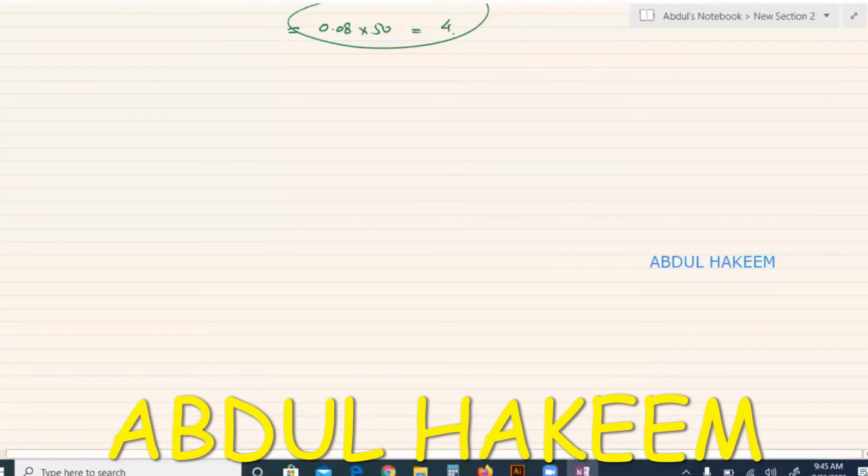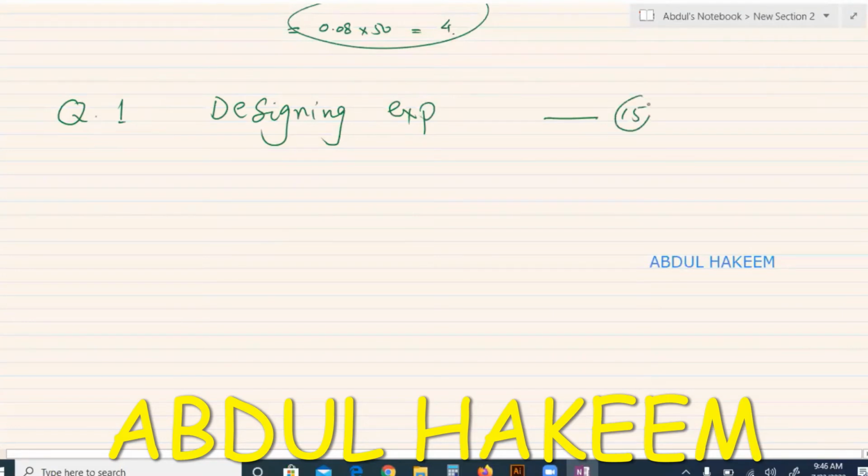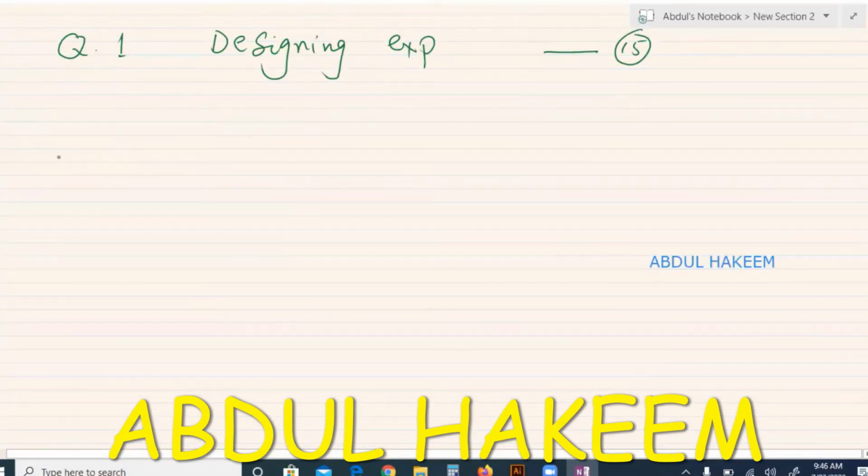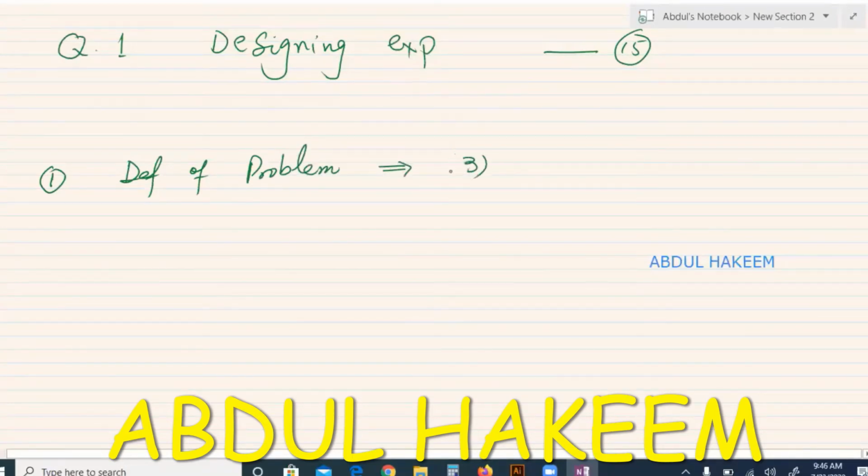In question number 1, which is called designing experiment, 15 marks. So the first heading which we have to write in the solution of this number 1 is definition of problem. And the marks for this are usually 3 marks.